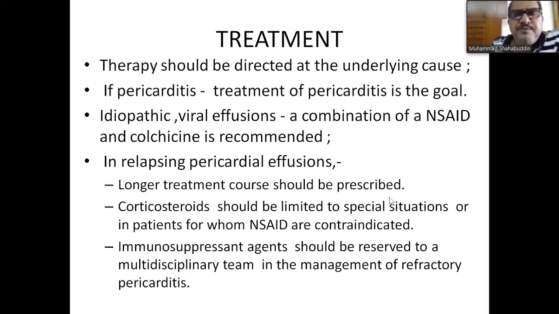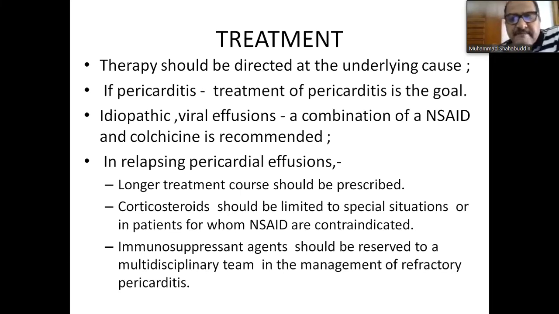And treatment should be directed to the underlying causes. If pericarditis, treatment of pericarditis is the goal. Idiopathic, that is viral, a combination of a non-steroidal anti-inflammatory drug and colchicine is recommended. In relapsing pericardial effusion, a longer treatment course should be prescribed, especially 3 to 6 months. Corticosteroids should be limited to specific situations and to patients in whom non-steroidal anti-inflammatory drugs are contraindicated.